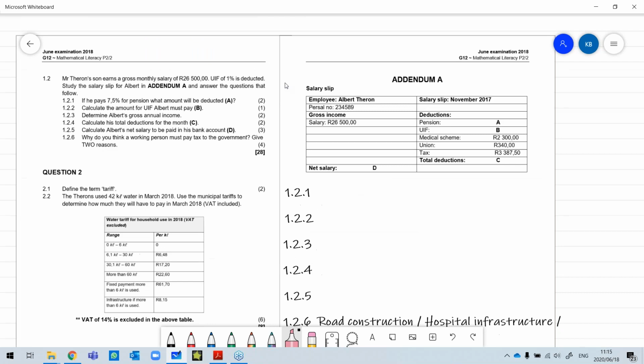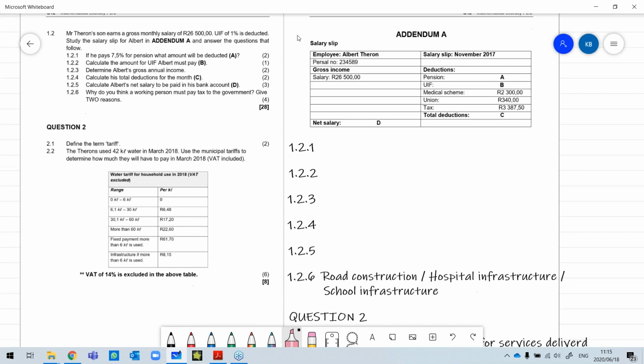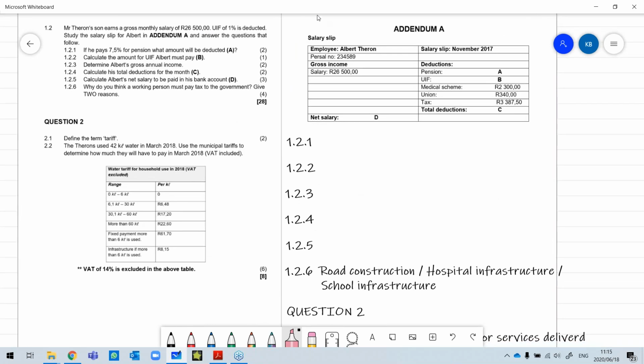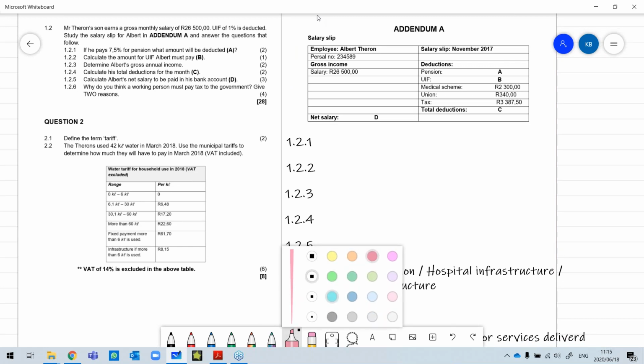Okay, question 1.2. Mr. Theron's son earns a gross monthly salary of 26,500 Rand. UIF of 1% is deducted. Study the salary slip for Albert in Addendum A and answer the questions that follow. Question 1.2.1. If he pays 7.5% for pension, what amount will be deducted?